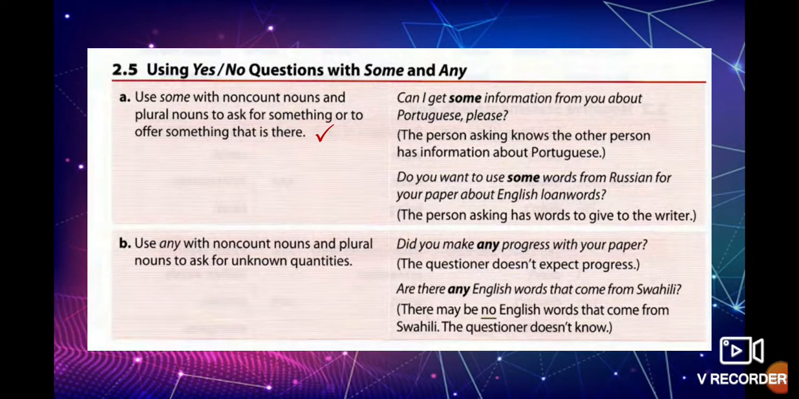Now, B. Use any with noncount nouns and plural nouns to ask for unknown quantities. Did you make any progress with your paper? In that case, the questioner doesn't know about your progress. It's a question for understanding what is the process that you follow.